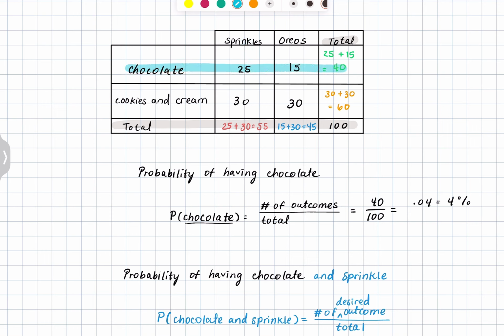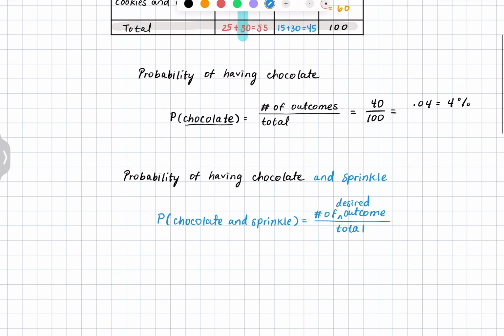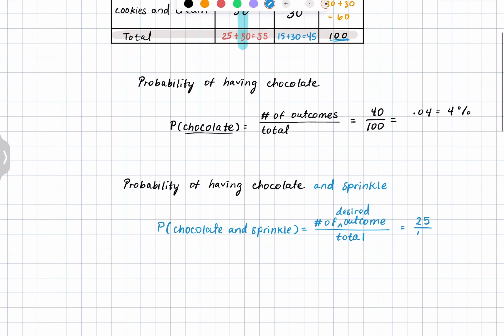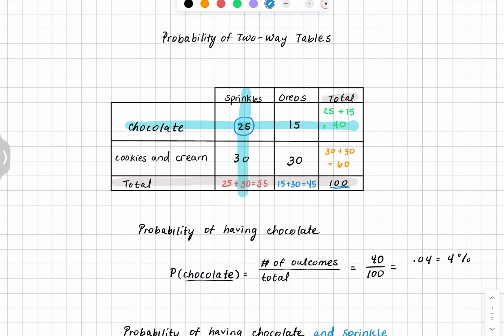And this is where the two of them connect, right? So right here. If I go down chocolate, down sprinkles, I see that the lines overlap right over here at 25. So 25 is going to be the number of desired outcomes, which I'm going to write right over here, 25. And my grand total is 100 again. So 25 over 100, which is nothing but 25%. 0.25 or 25%. And that's how you would use probability in two-way tables.